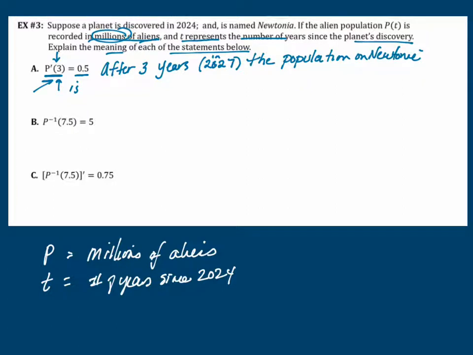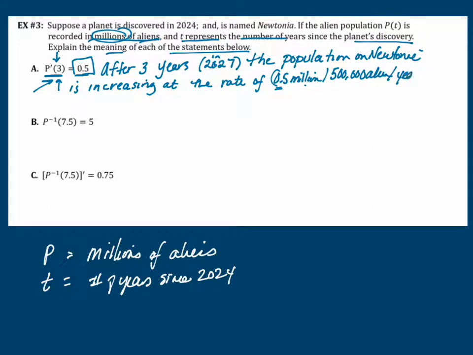Increasing or decreasing? You usually say one or the other. It is increasing at the rate of 0.5 million. And we usually don't do that. If it goes below 1, you would say, what is that? So I'm going to say 500,000 aliens per year. All right, so that's what that means.